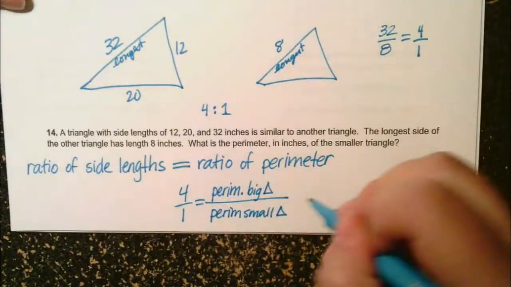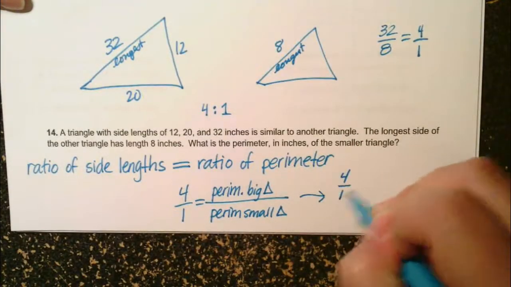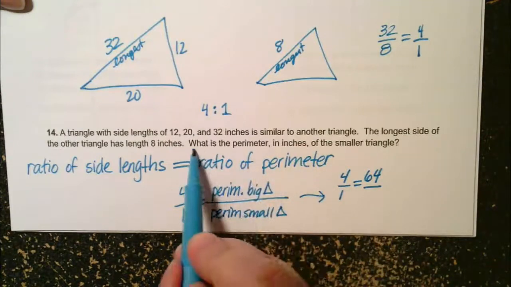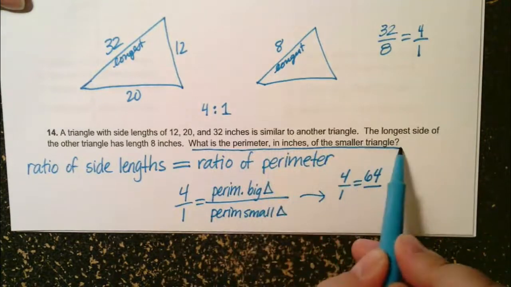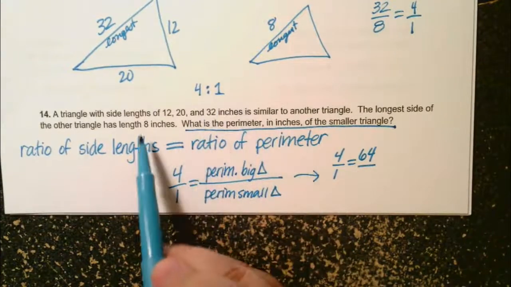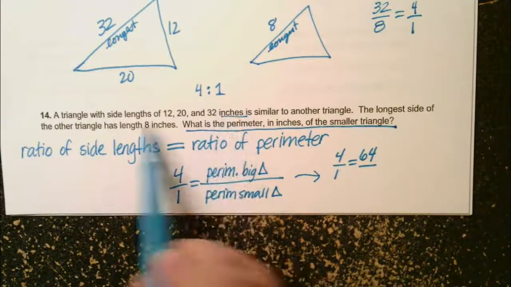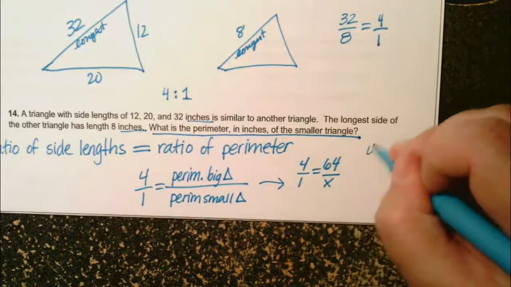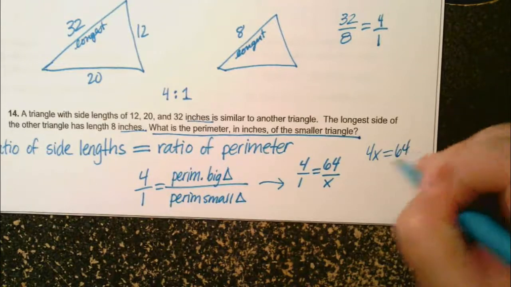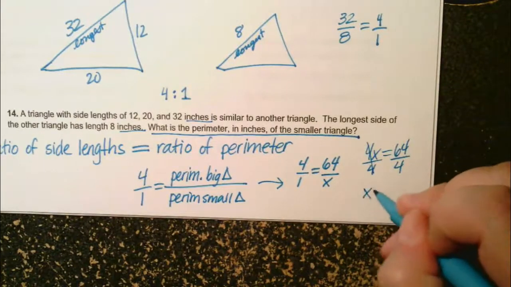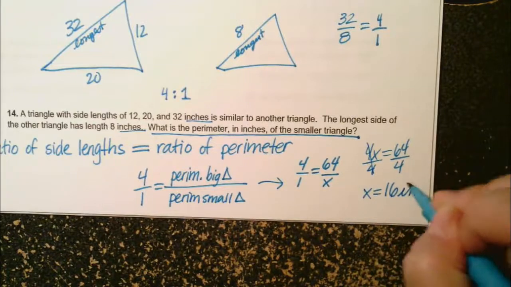Okay, so this now becomes 4/1 equals 64 over, and this is the one I don't know. What is the perimeter in inches of the smaller triangle? Well, "in inches" made me stop and think, oh no, were they talking feet or something here? No, everything here's in inches, so we're good. We just stick with what we've got. And now I cross multiply to solve. 4 times x equals 64 times 1, and 64 divided by 4, my answer is 16 inches.